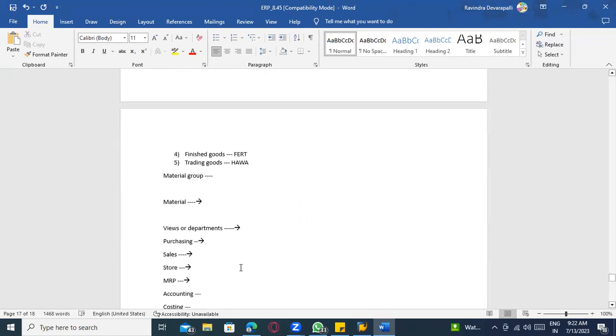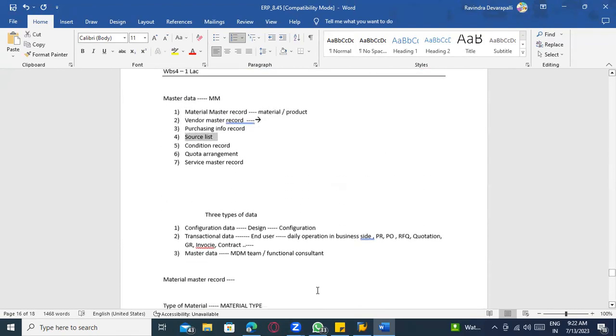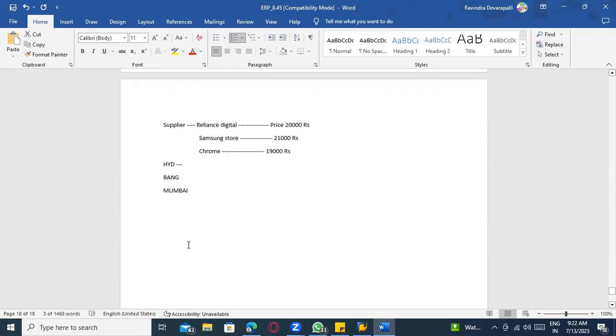Then what is the next thing we are maintaining? The source list. By the name itself, you can easily identify the meaning of source list. Source means the persons who are supplying these goods, the source of supply. Vendor and supplier are all the same, the naming is the same, and we call them sources as well. Source list is nothing but a list of the suppliers for this material under the plant. So we are maintaining the list of all the suppliers who are there.